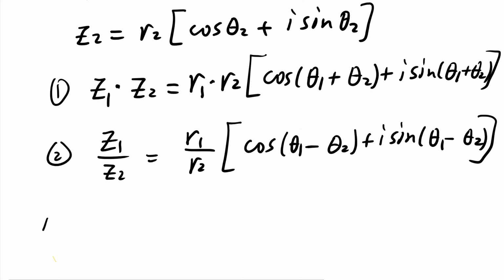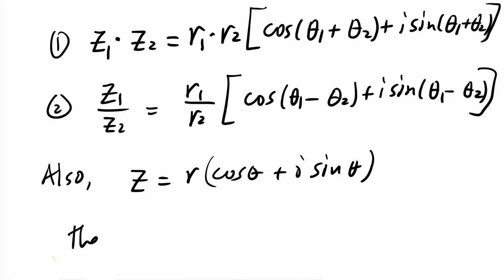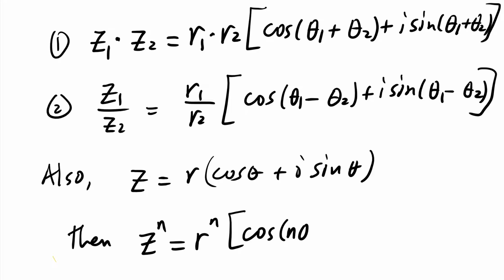Also, if z equals r cosine theta in general plus i sine theta, very important to know, if you raise it to the nth power, that's z to the n equals r to the n cosine n theta plus i sine n theta. So we raise r to n and multiply the angles by n.